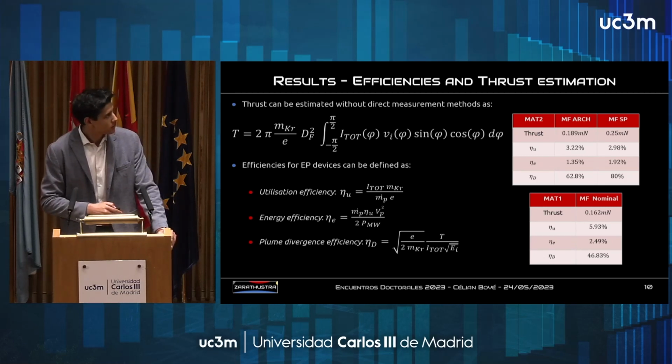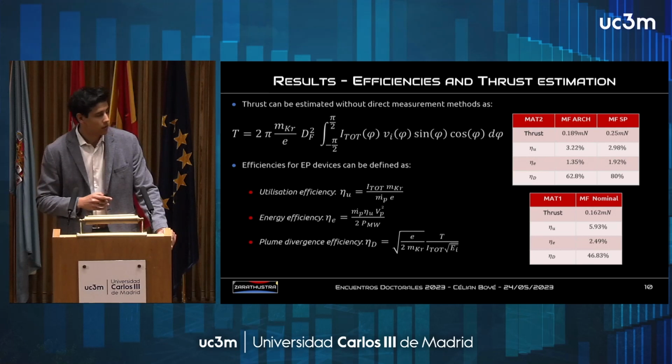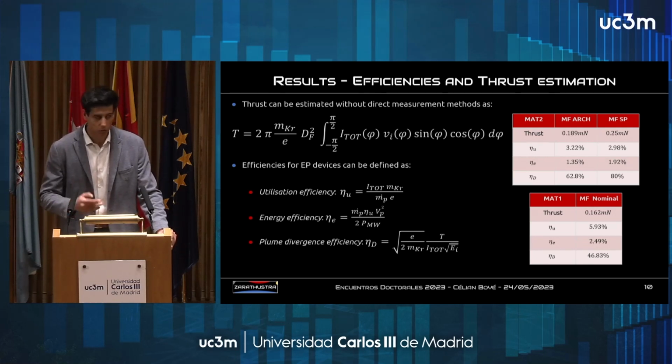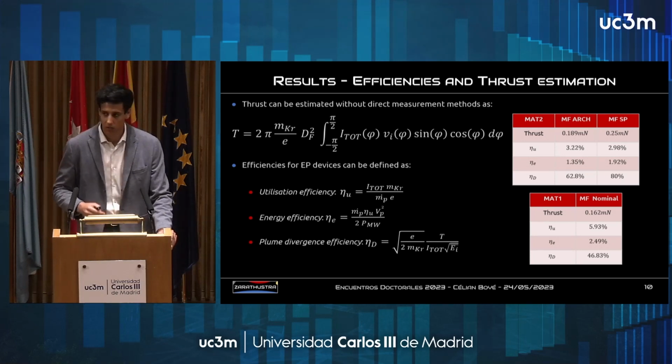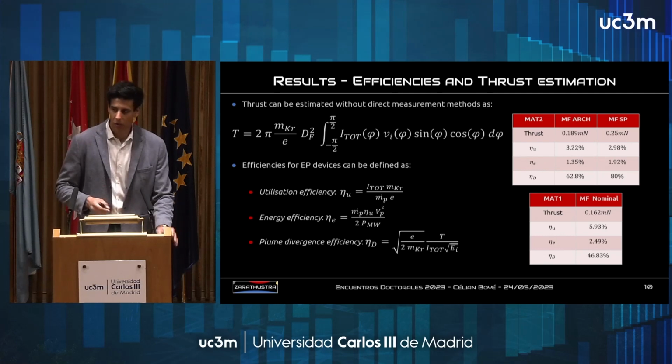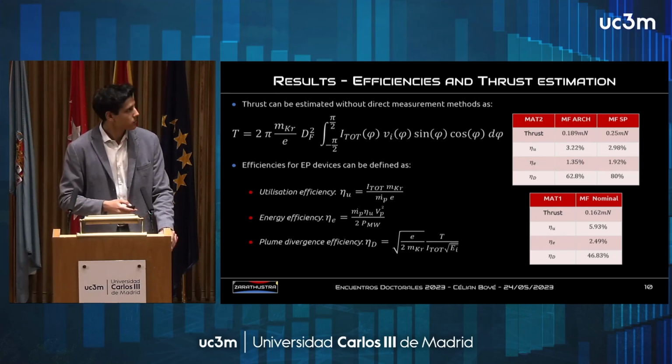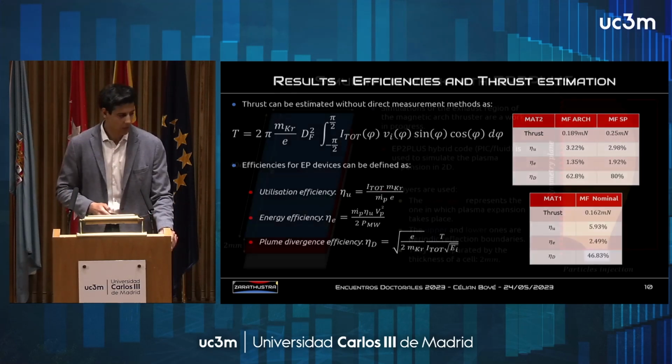We have also made these measurements and these estimations for the MAT1 thruster, which would be just one source alone. For this case, we are achieving a 0.162 millinewton thrust, and we have a higher mass utilization efficiency and energy efficiency, though we have a more divergent beam coming out of this thruster.